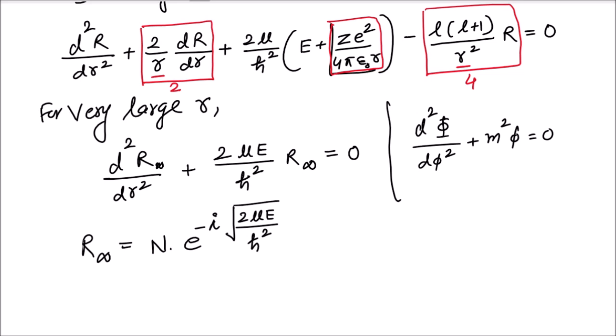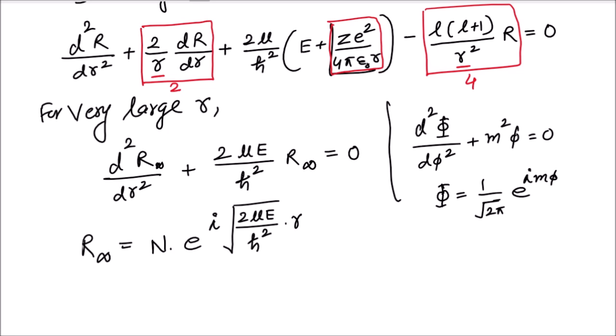In this case, the solution was that phi comes out to be N, which was 1 upon root 2 pi, e raised to the power iota m phi. The same is the case here, so it becomes iota times the square root of 2 mu E upon h bar square into r. In this way we get the R infinity.